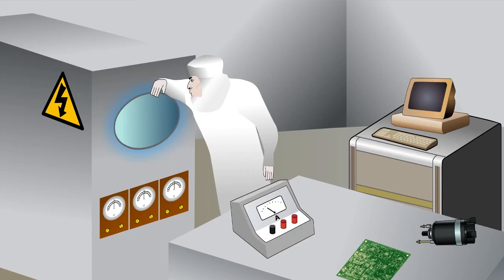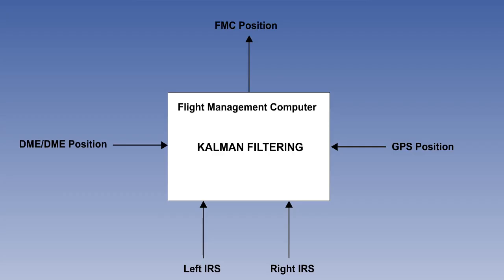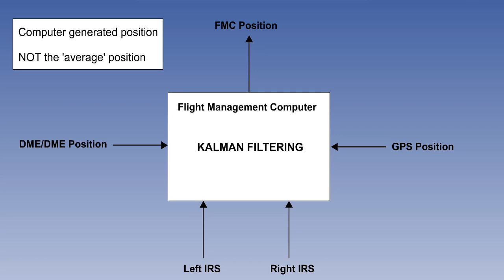On a standalone INS, these errors cannot be removed. They can be minimized by the use of more accurate components and expensive engineering techniques. However, the later generations of inertial systems are only one of several sources of position in a flight management system. And a statistically most probable position is computer-generated by the Kalman filter in the FMS. However, the FMC position is not the average.